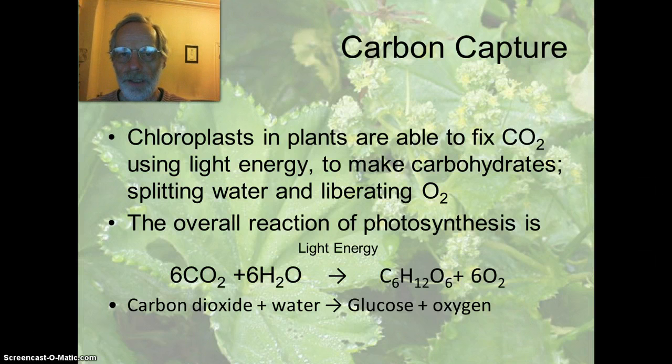Most of the carbon in terrestrial organisms has been fixed initially by plants. The chloroplasts in plants are able to fix carbon dioxide from the air using light energy to make carbohydrates. In the process, they split water and liberate oxygen, O2. The overall reaction of photosynthesis is carbon dioxide, CO2, plus water, H2O. Intervention of light energy gives glucose, C6H12O6, and oxygen, O2.